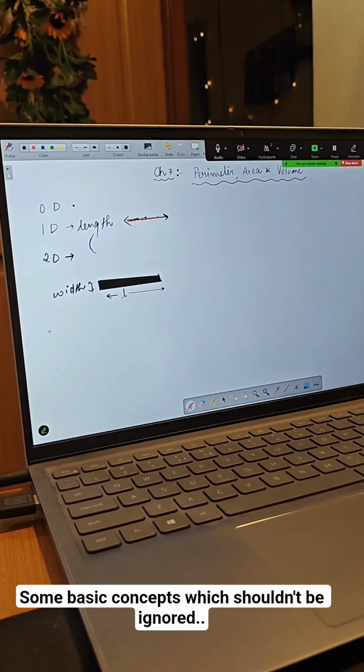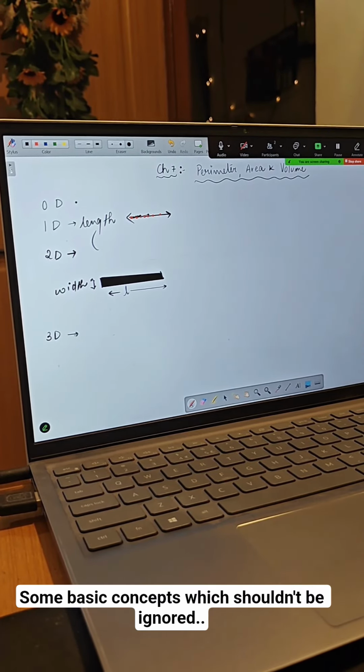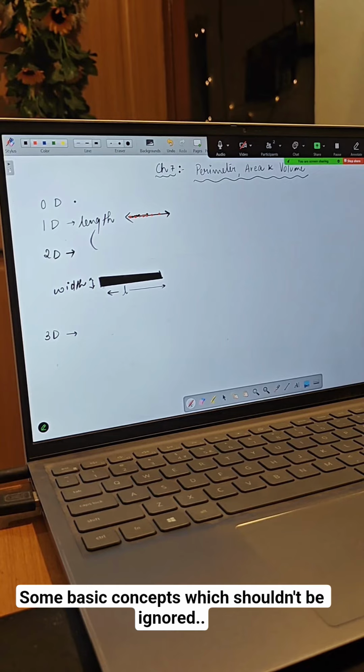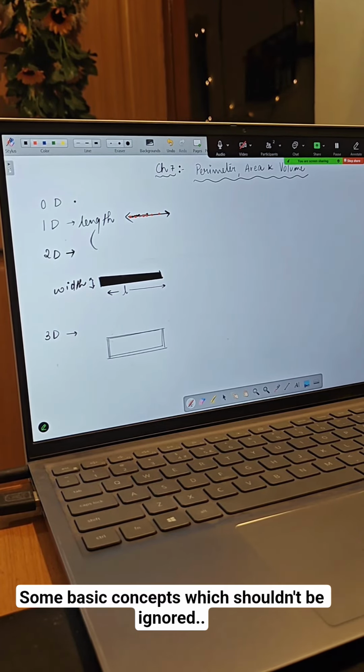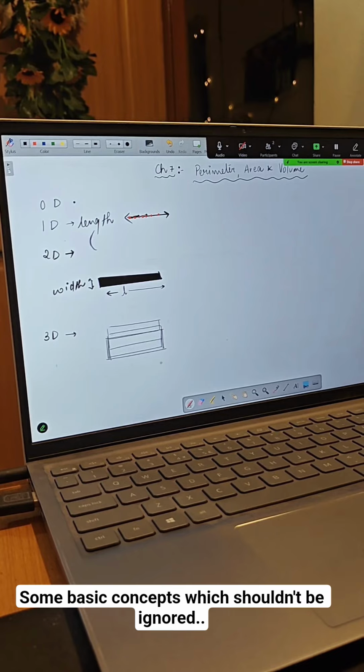And in a similar way, you can think of 3D, 4D, and so on. Even 3D: think of 2D as a plane, a simple plane surface like this. Imagine many such surfaces stacking on top of each other like this. It generates a third dimension, which is actually called the height.